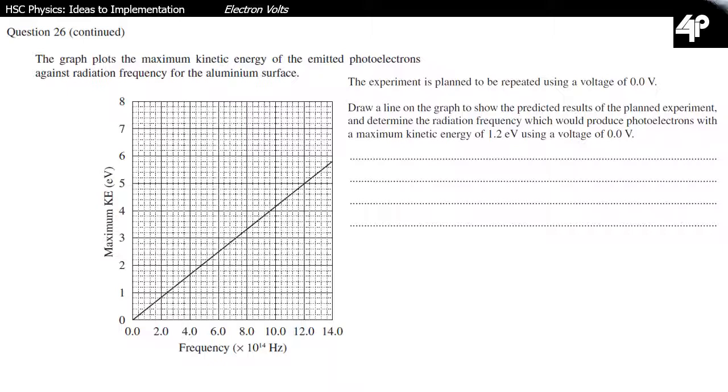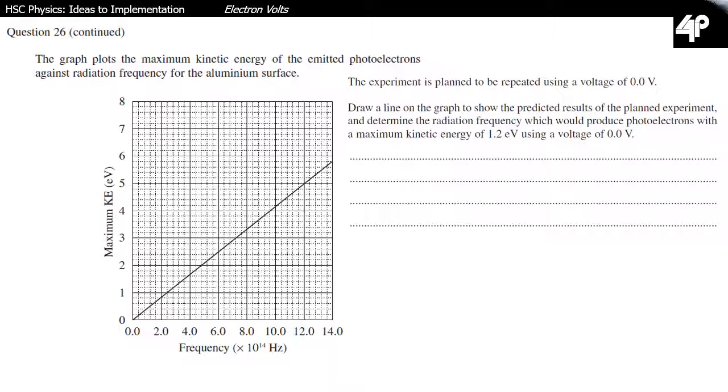Okay, so the question is asking us to draw a line on the graph to show the predicted results of this planned experiment and determine the radiation frequency which would produce photoelectrons with a maximum kinetic energy of 1.2 electron volts using a voltage of 0 volts. What the hell does this mean?